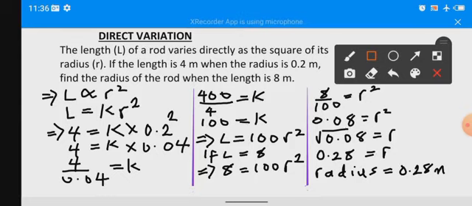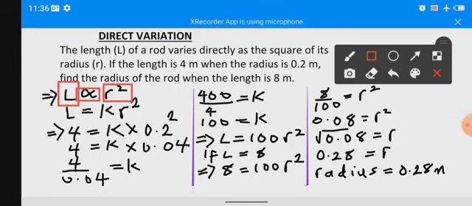So if you have to represent that, the length L varies, this is the symbol of proportionality, varies directly as the square of its radius. So this is the square of radius.